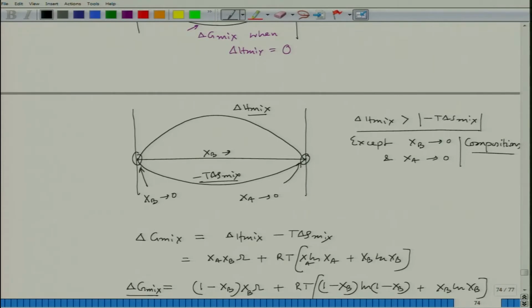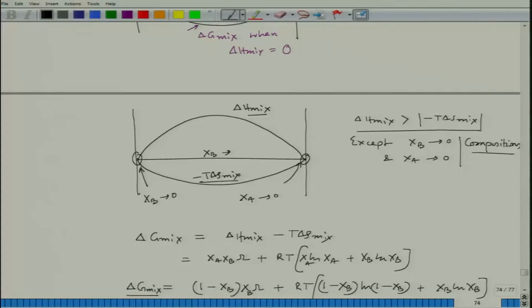So, whatever the value of ΔH mix could be, that means the finite value of ΔH mix around this zone, this condition would not be valid. Rather, when x_B tends to 0 as well as x_A tends to 0, TΔS mix is greater than ΔH mix for this situation.